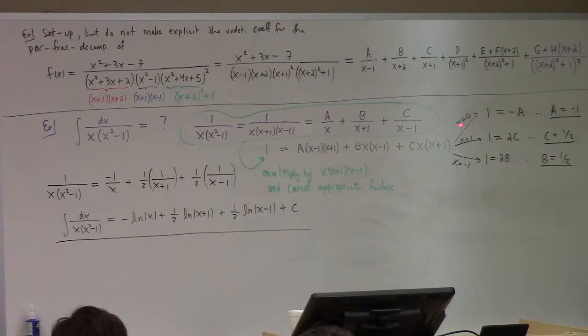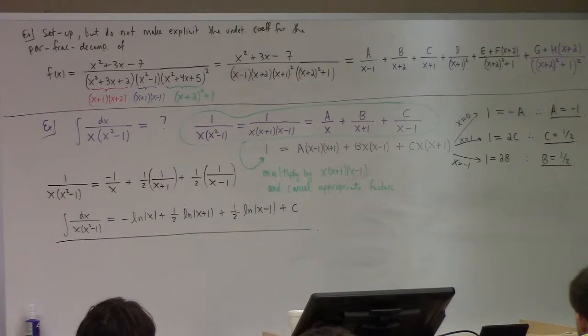But if I put x equal to 0, what happens? See that? This term is gone. That term is gone, right? I'm just left with a times minus 1 times 1. So I get 1 equals minus a when I put in x equal to 0. Question?